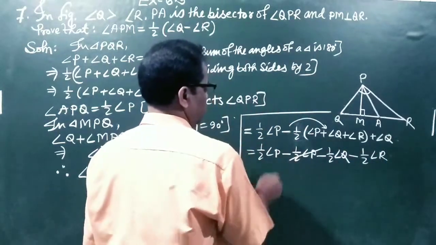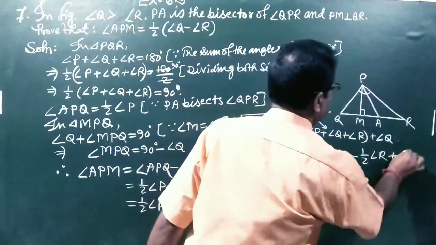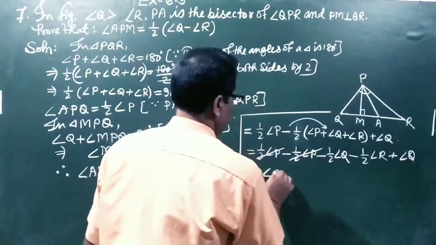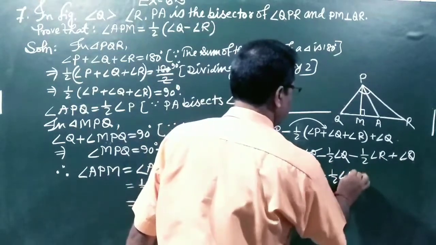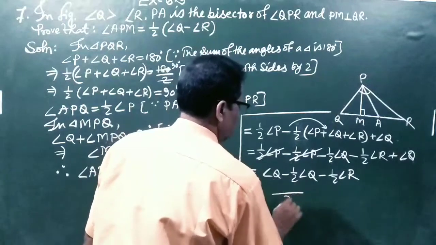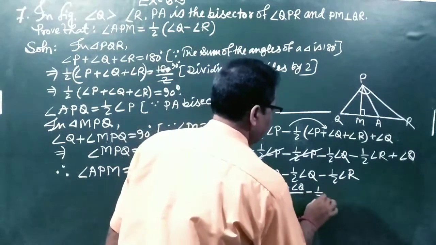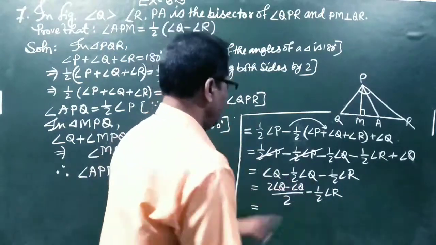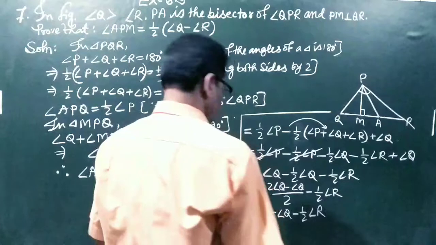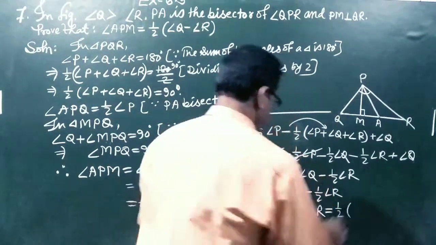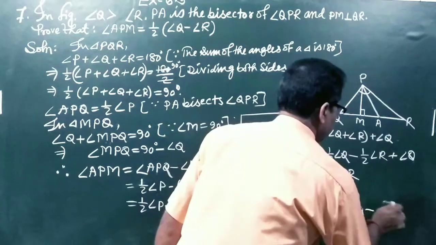Then half angle P minus half angle P cancels, and we get plus angle Q minus half angle Q, arranging the positive one first and then the negative, minus half angle R. Taking LCM 2, twice angle Q minus angle Q gives half angle Q remaining, minus half angle R. Taking half common from both, remaining is angle Q minus angle R. So it was to prove, it is proved.